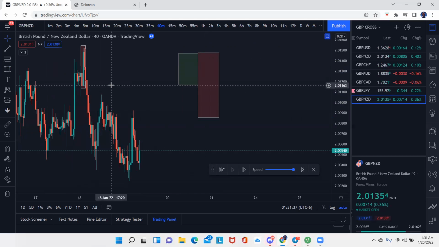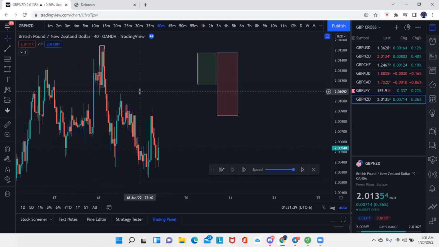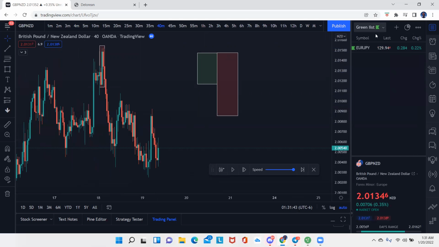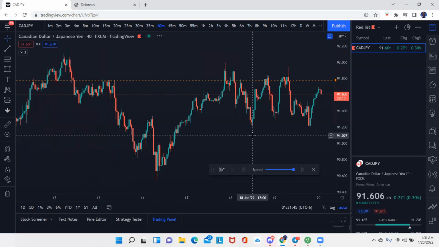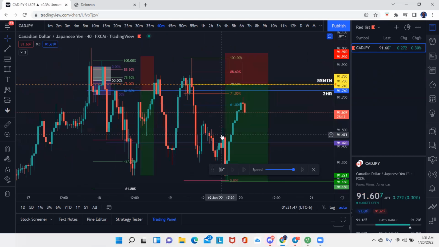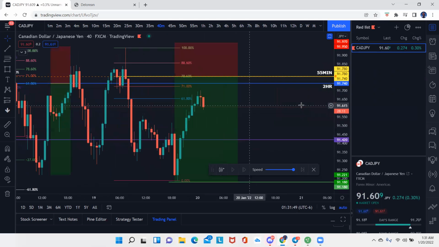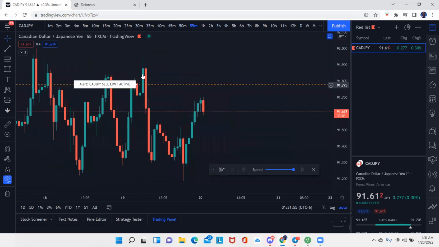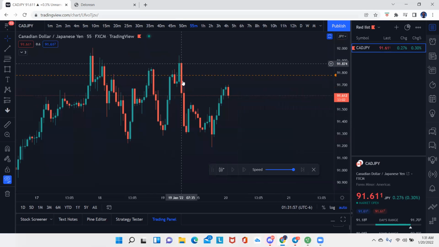So the way that the market works, okay? Yes, normally, say for instance, if we go to CAD JPY, without skipping to it yet, right? If I go to CAD JPY 55 minute, notice this is what I normally want to see for a sell, a bearish engulfing candle. Okay, this is what I normally want to see.